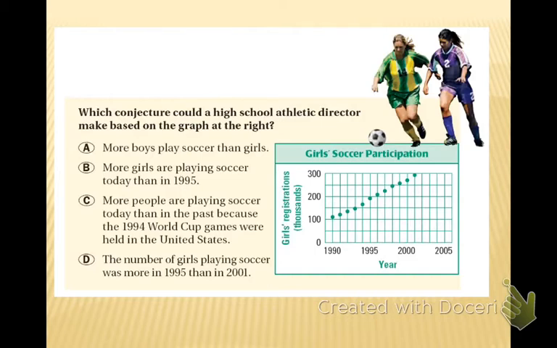C, more people are playing soccer today than in the past because in 1994 the World Cup games were held in the United States. Does that have anything to do with anything? No. D, number of girls playing soccer was more in 1995 than 2001. You can look at the graph. Here's 1995. It's here. 2001, it's here. That's higher. So that's false. So B is the only one that will work.